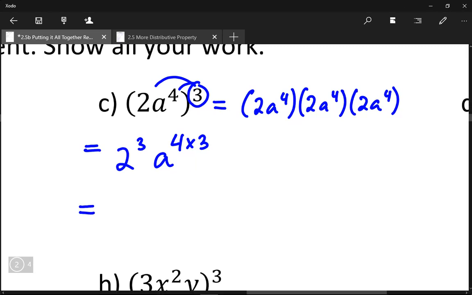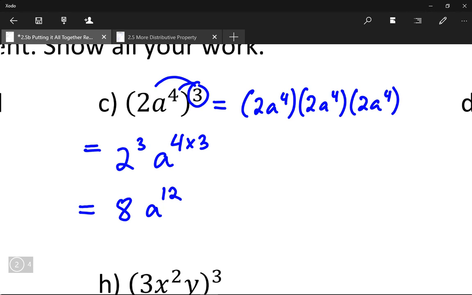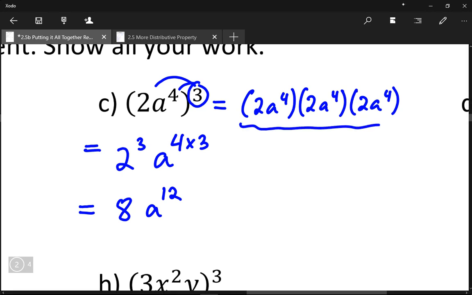Okay? 2 to the exponent 3 is 8. And a to the exponent 4 times 3 is 12. So a to the power of 12. Okay, and that's how you would simplify it. If you were to do it using this, then you're just multiplying everything together and you'll still get the same answer.